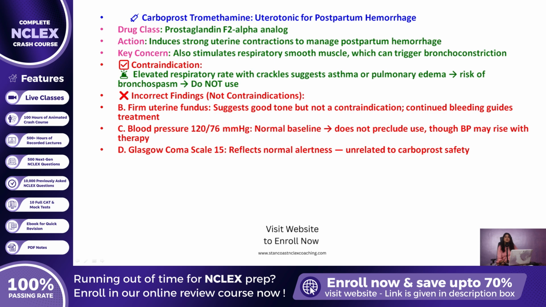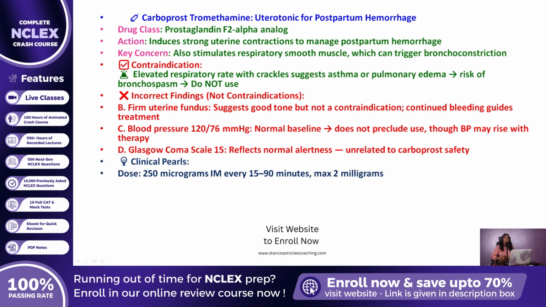Scale score of 15 reflects full neurological alertness and orientation. Since carboprost does not directly affect the central nervous system in terms of consciousness, a normal Glasgow Coma Scale score is irrelevant to its contraindications.